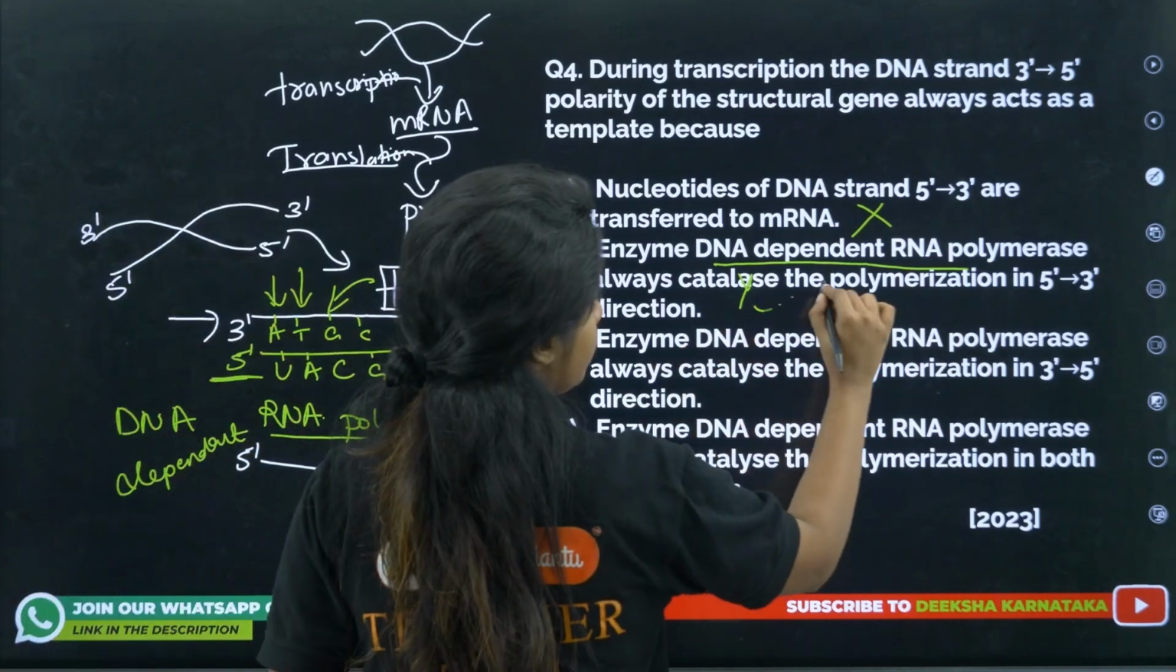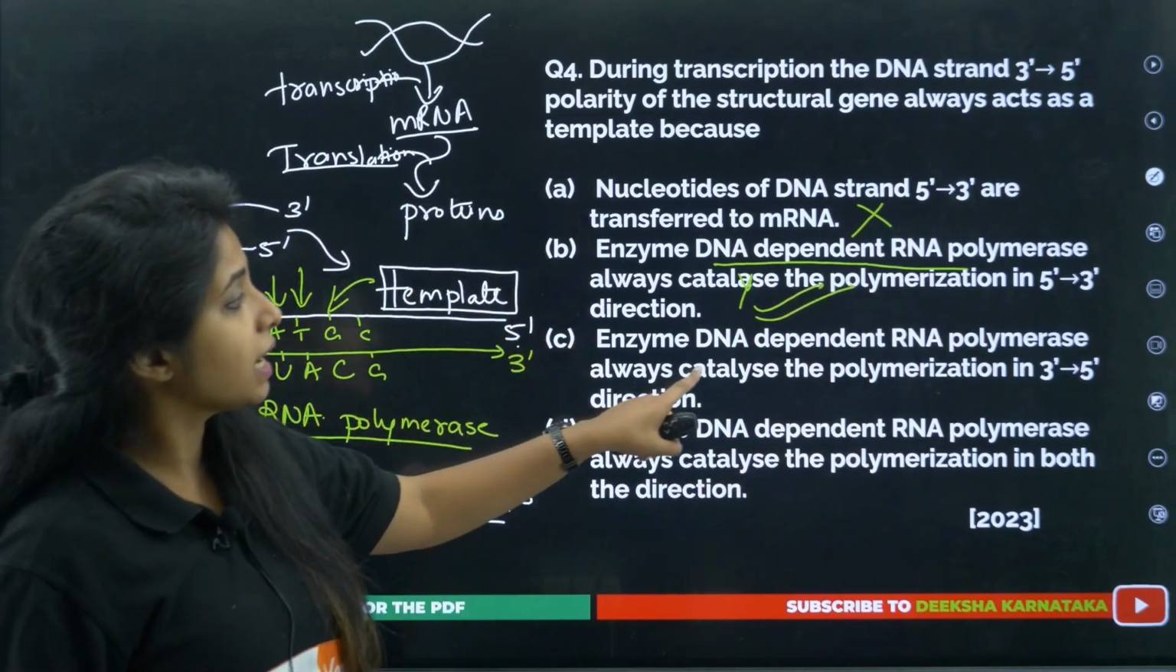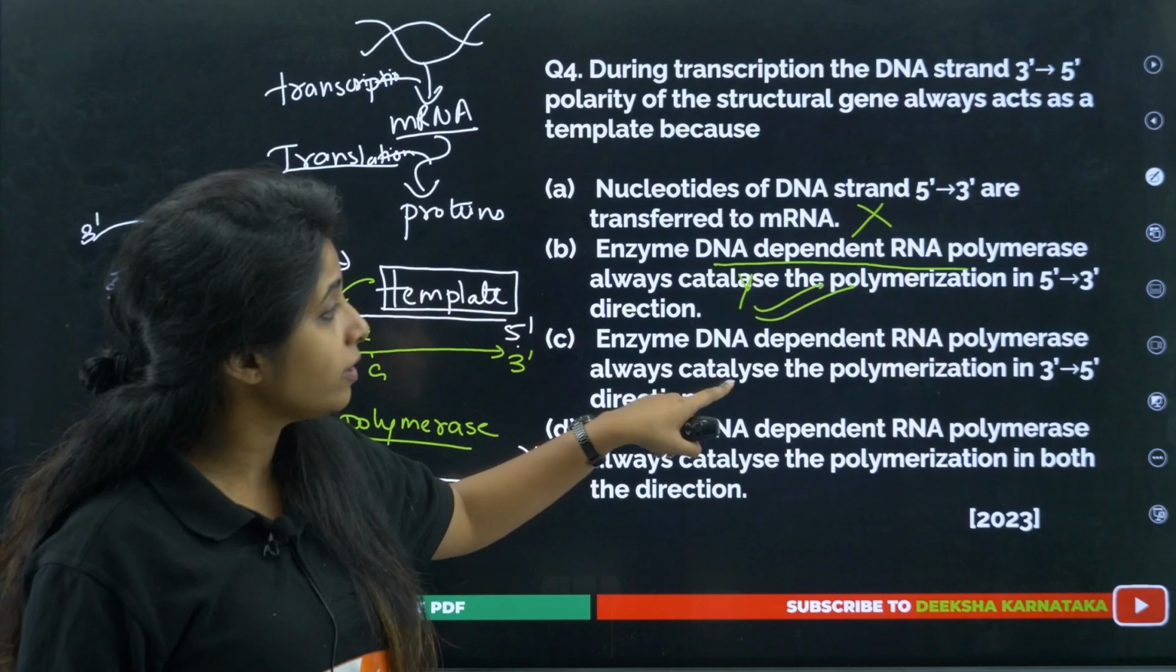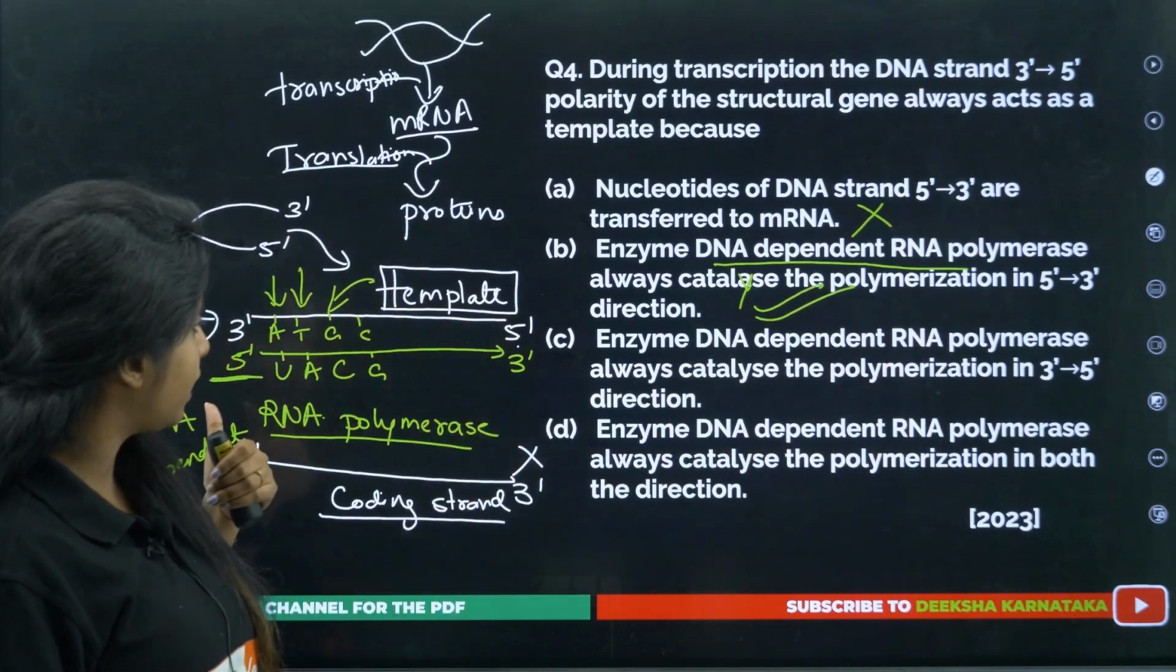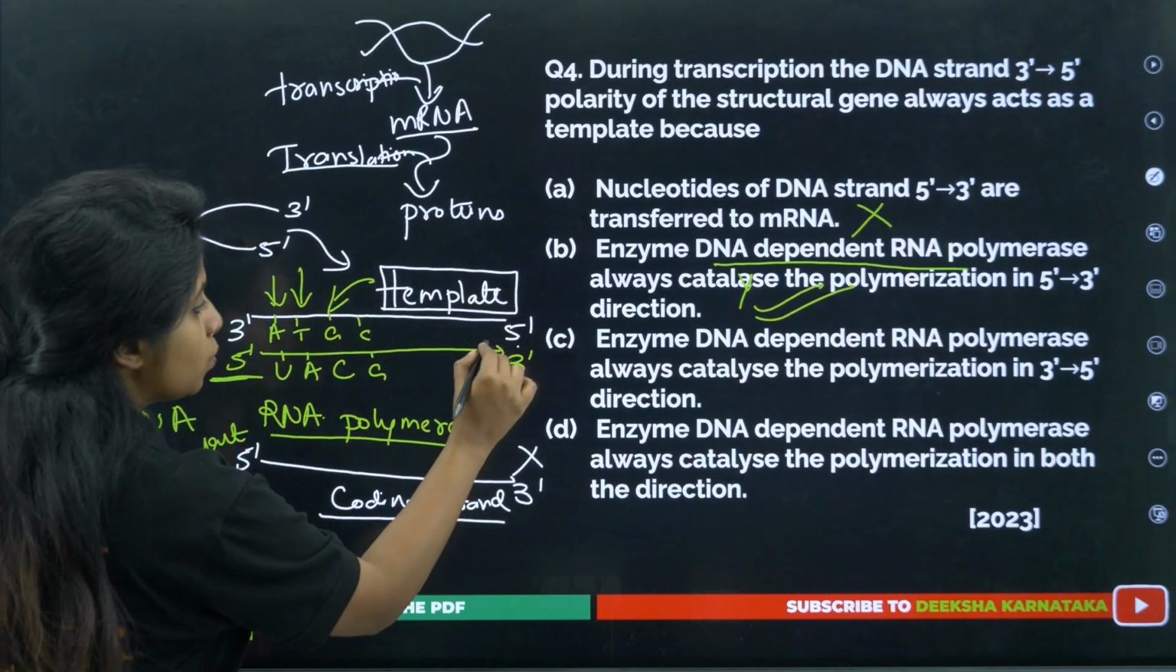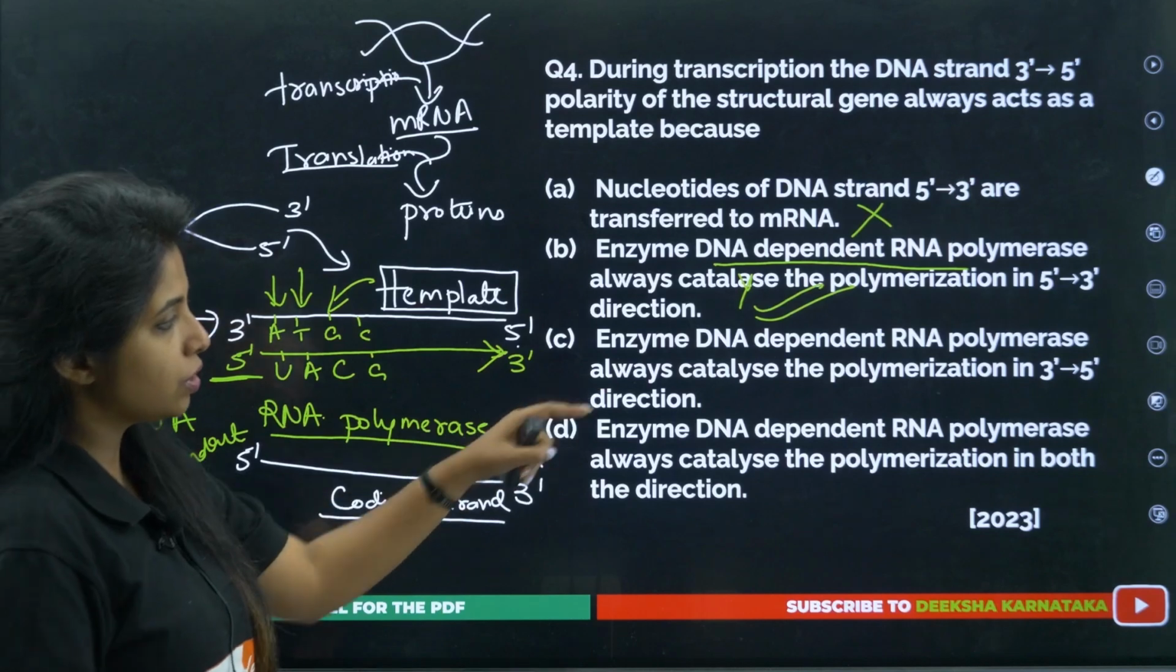This is the answer. But let's read the other options as well. Enzyme DNA dependent RNA polymerase always catalyzes the polymerization in 3' to 5'. No. You saw the arrow, it is in which direction, children? 5' to 3'. So this is wrong.